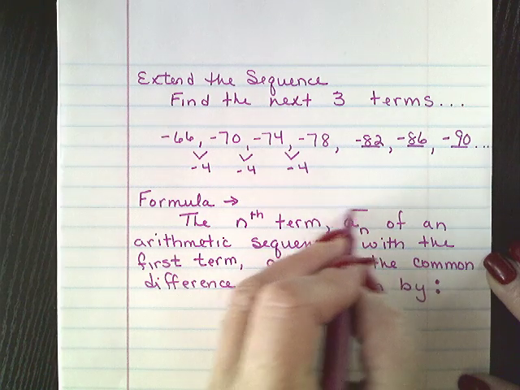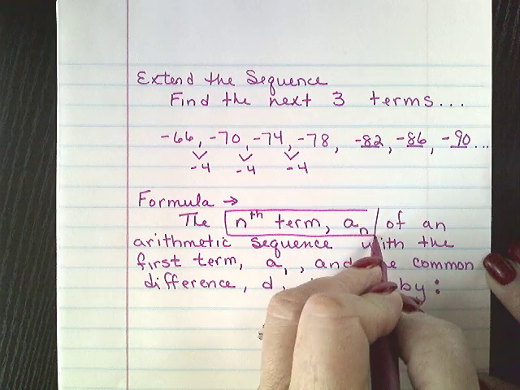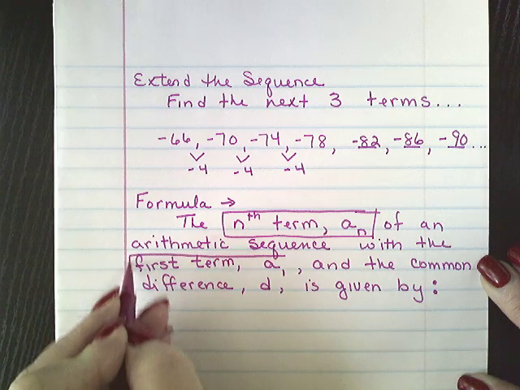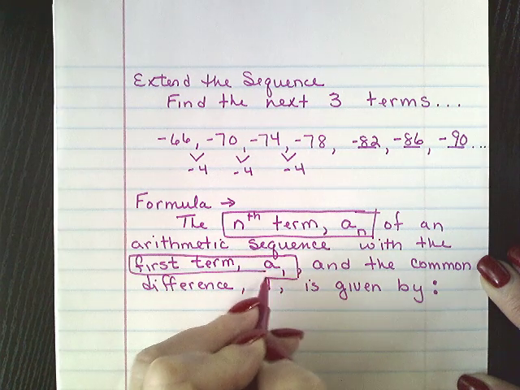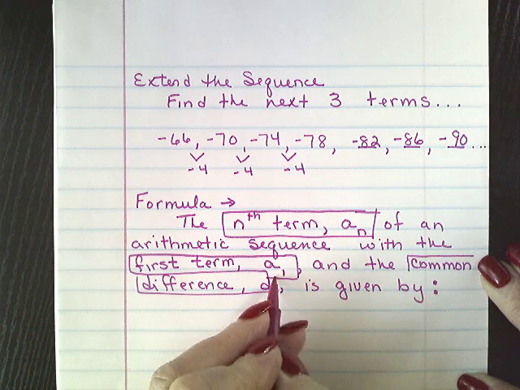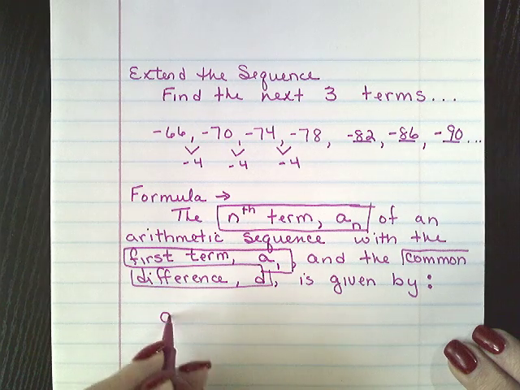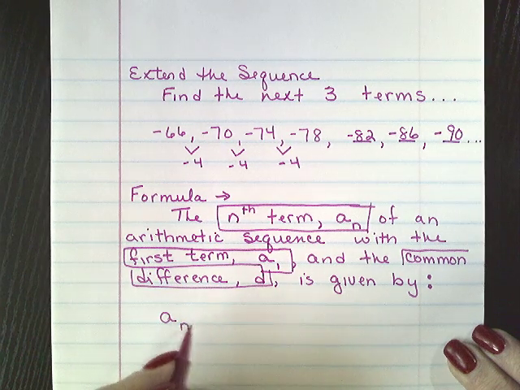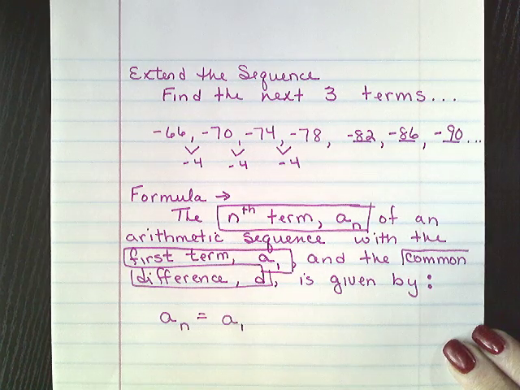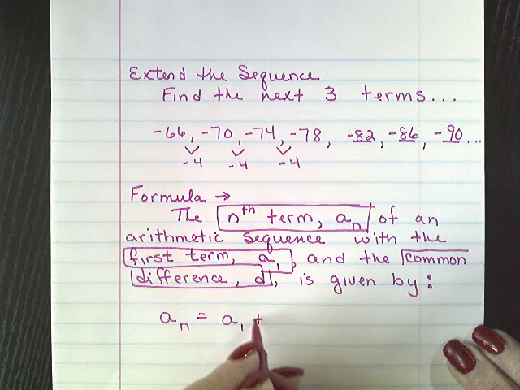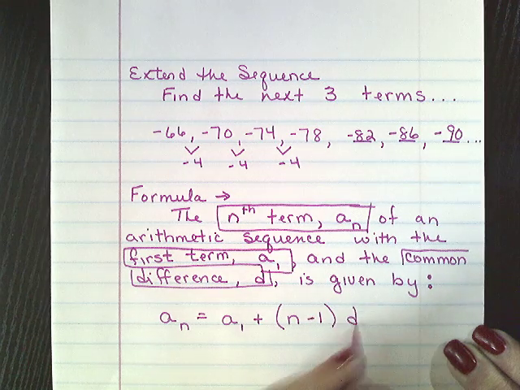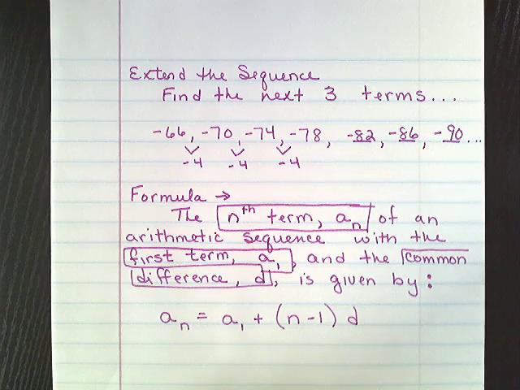So the nth term, I'm going to put a box around the nth term, which would be represented by a subscript n. The first term is a subscript 1, and the common difference is d. So it would be a subscript n, which is the nth term, equals a subscript 1, which is the first term, plus n minus 1 times d. So let's see how this plays out with an example.